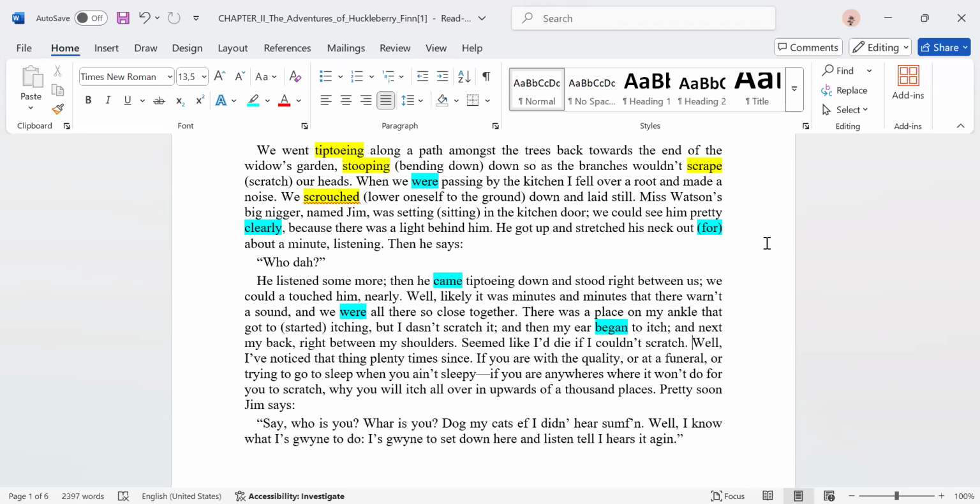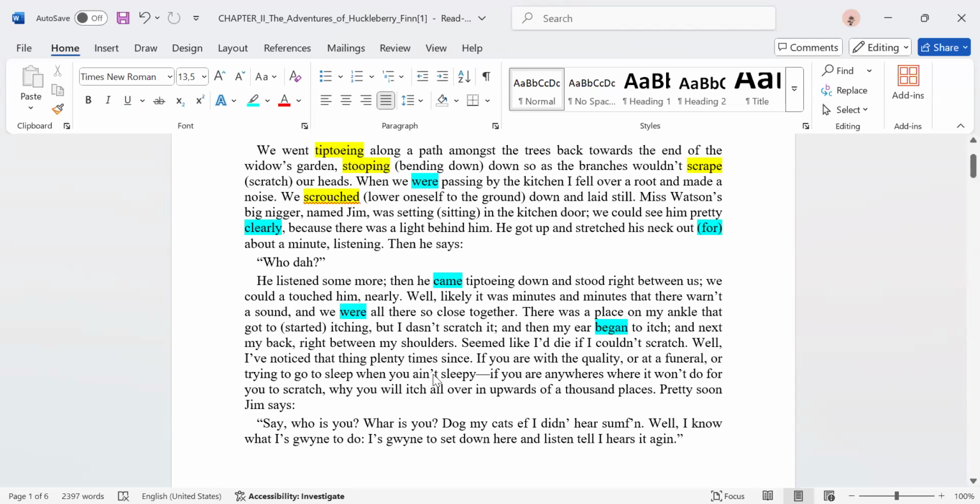So I think if you hear this phrase, there's a term called language feature, and this is one of them: hyperbolic. "Seems I die if I couldn't scratch." It doesn't mean that if he doesn't scratch the part of his body that's itching, he would die. No, it's just a hyperbolic way to say that he couldn't stand the itchiness. So that's what it means, to exaggerate.